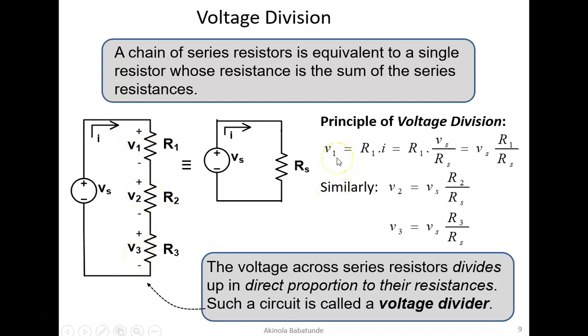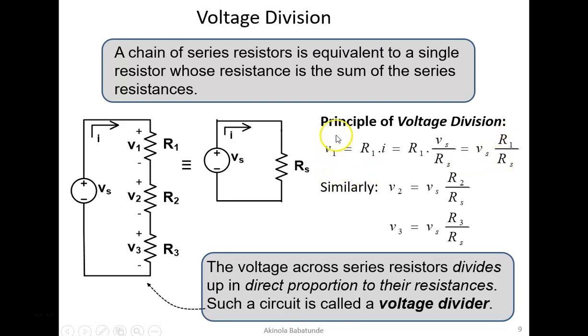From the previous discussion, V1 is equal to R1 multiplied by I. And we also said from the previous slide that I is the same thing as Vs over Rs. So instead of writing I, you replace that with Vs over Rs. Then if you rearrange these by bringing R1 up and Vs back, we have Vs multiplied by R1 over Rs. These mean the same, we are just rewriting and rearranging them. Therefore, V1 is equal to Vs multiplied by R1 over Rs.